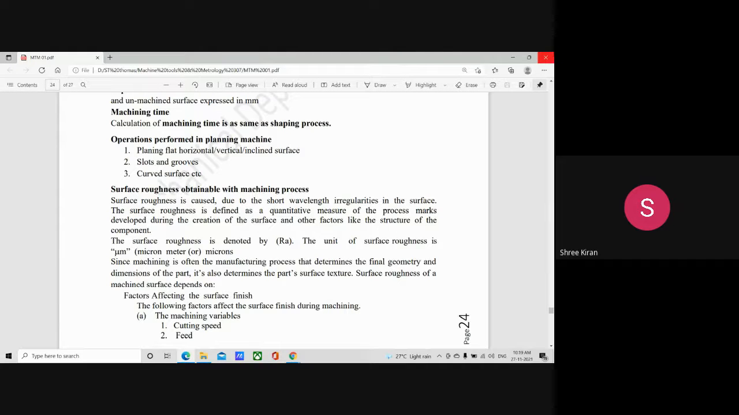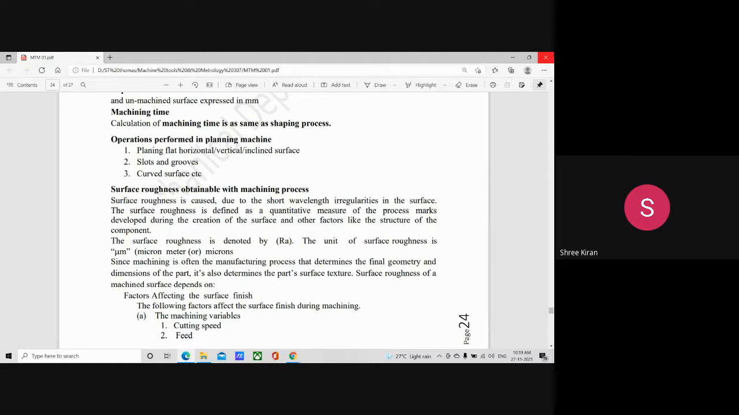The surface roughness is denoted by Ra. The unit of surface roughness is micrometer or microns. Since machining is often the manufacturing process that determines the final geometry and dimensions of the part, it also determines the part's surface structure. Surface roughness of a machined surface depends on the factors affecting the surface finish.